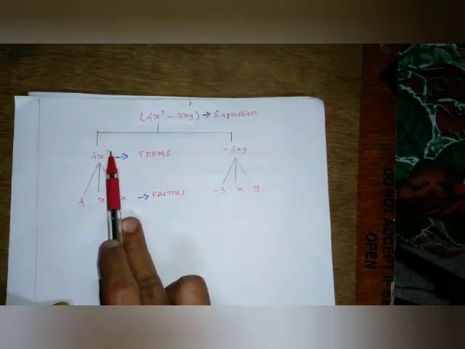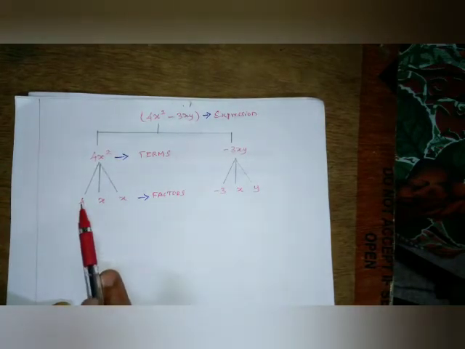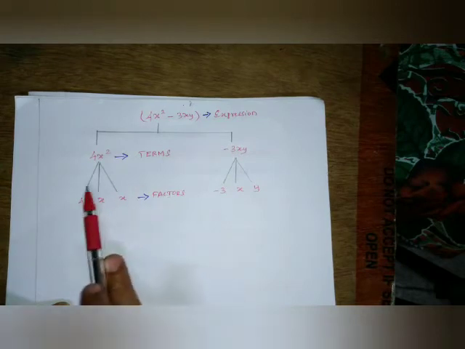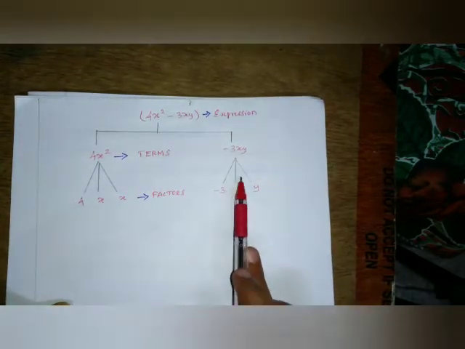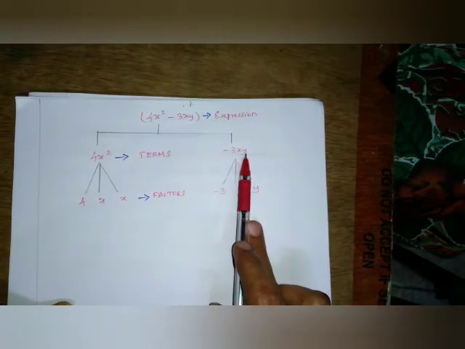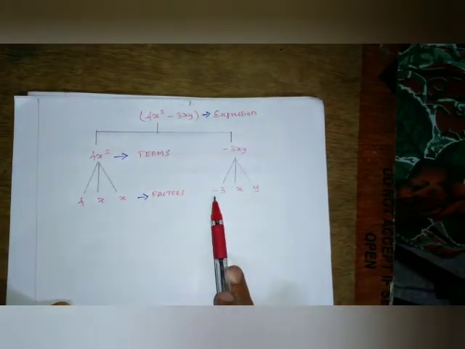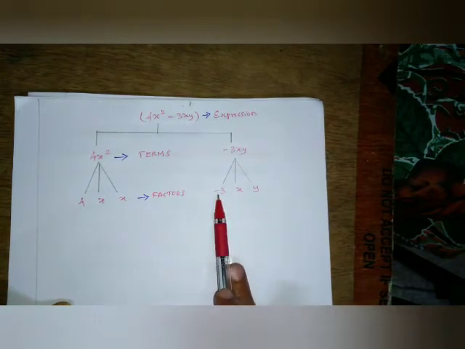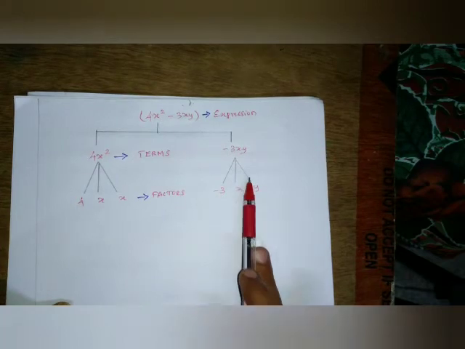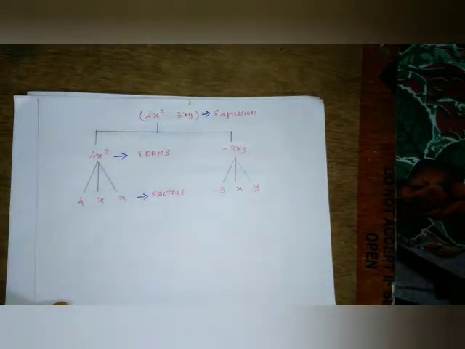4x squared, so we can write this as 4 into x into x. This is called the factors. And in the next term we have minus 3 into xy. In this term we can write separately minus 3, x and y. So minus 3, x and y are the factors of minus 3xy.